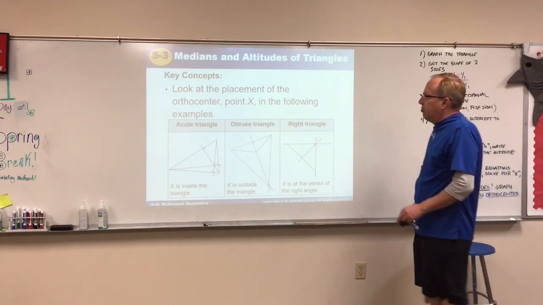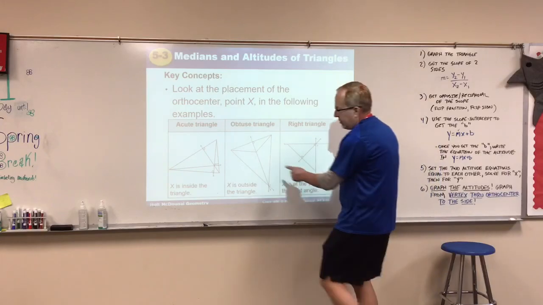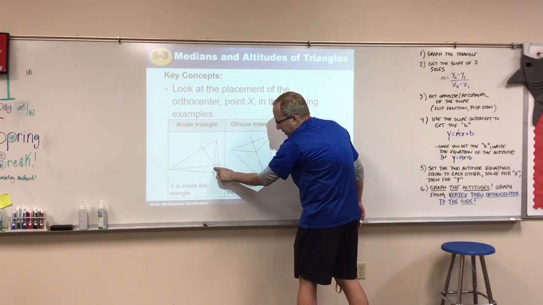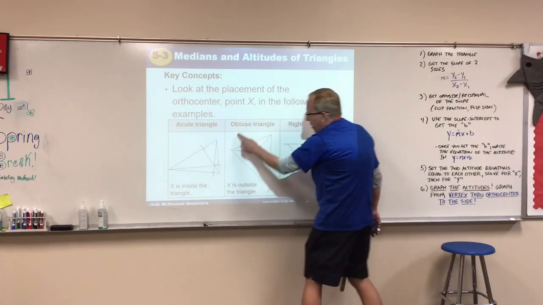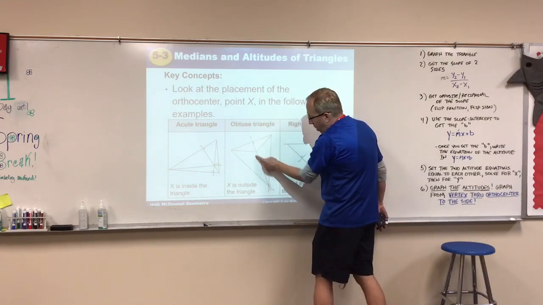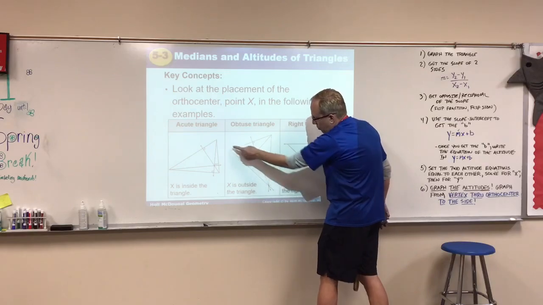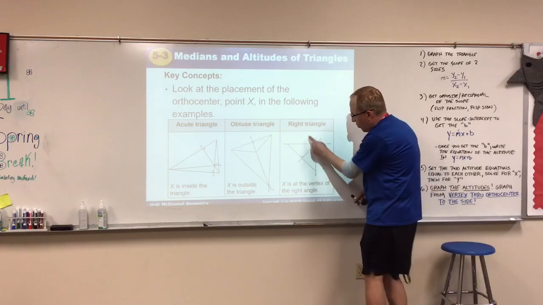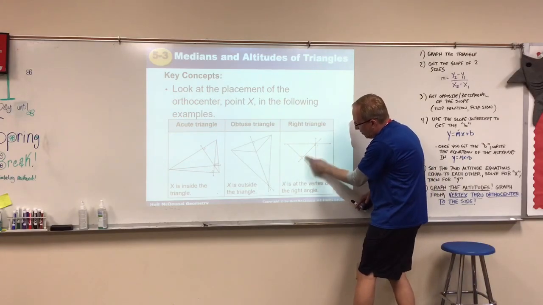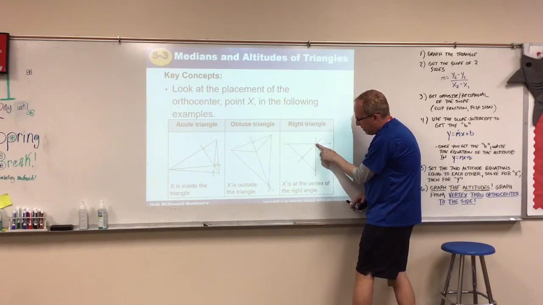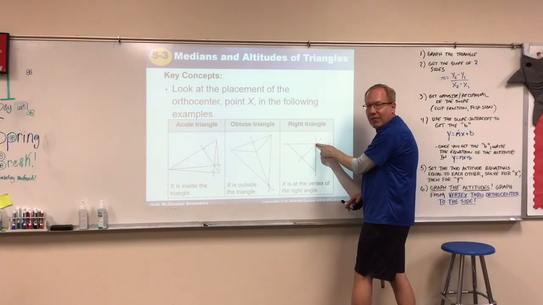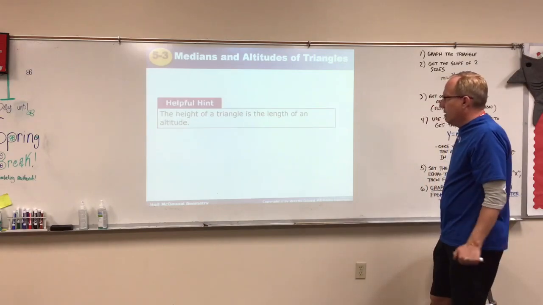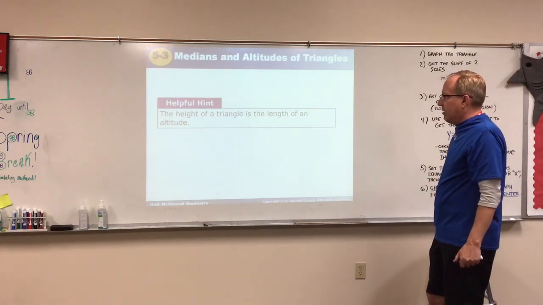So again, look at the placement of the orthocenter. If it's an acute triangle, all the altitudes will intersect and the orthocenter is on the inside. Again, if it's an obtuse triangle, all the altitudes will intersect outside the triangle. And if it's a right triangle, all the altitudes will intersect on the triangle, right at that 90-degree angle in the right triangle, all right? And the height of the triangle is the length of the altitude.